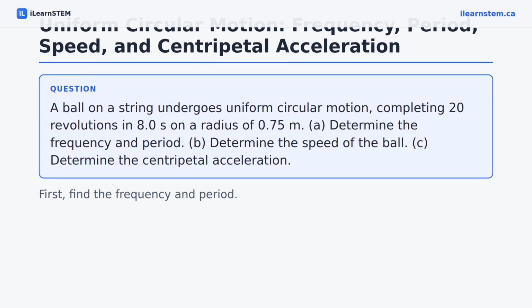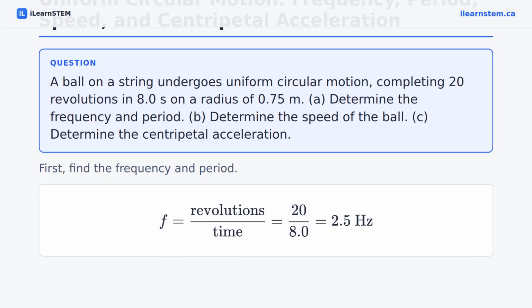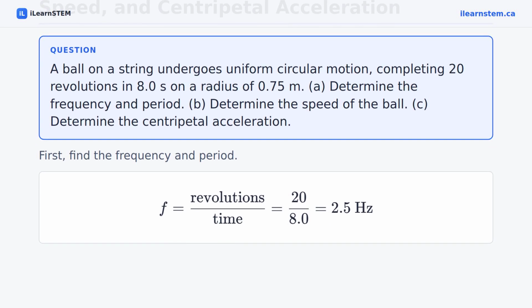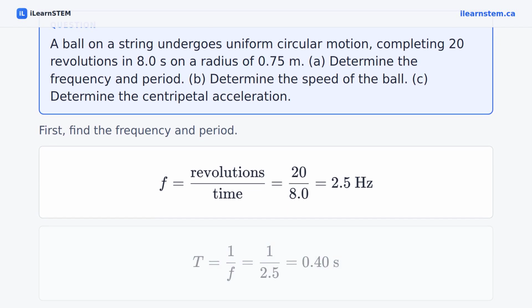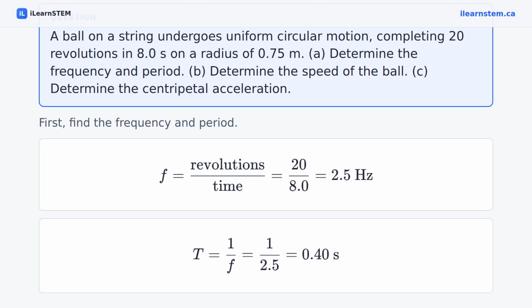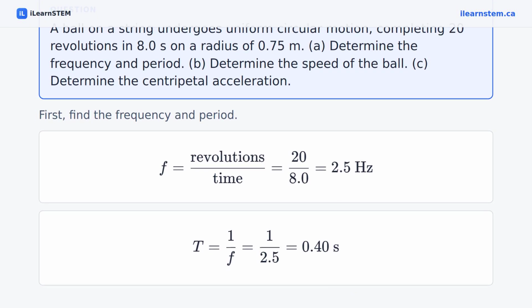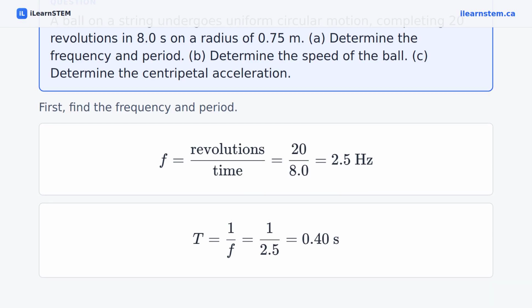First, we find the frequency and period. Frequency equals revolutions divided by time, so 20 divided by 8.0 gives 2.5 hertz. Period is the reciprocal of frequency, so 1 divided by 2.5 gives 0.40 seconds.